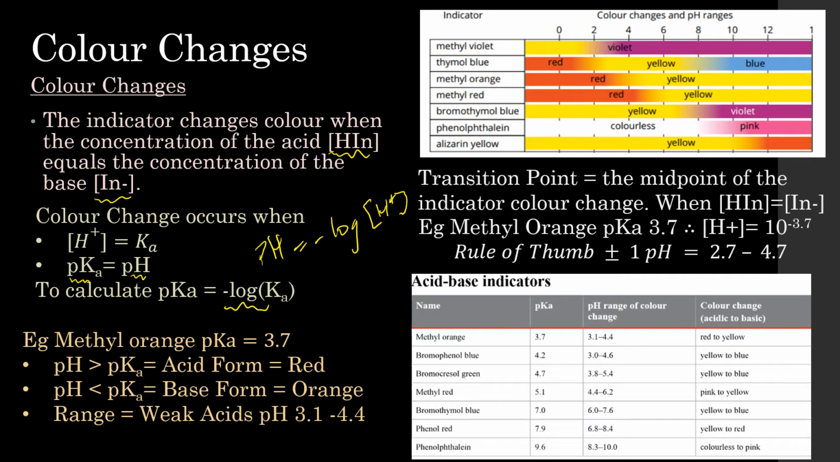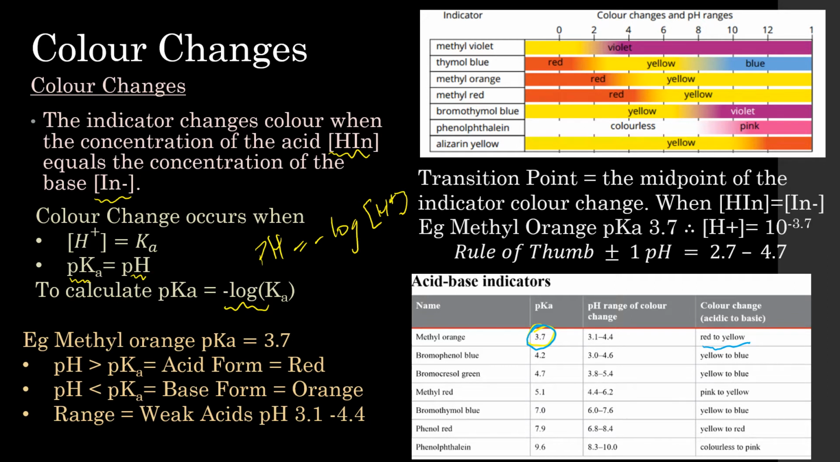Now if we have a look at methyl orange here, we've got a pKa of 3.7. So what you'll see here in your exam situation is this data table, so 3.7. You can see here we've got a pH range of colour from 3.1 to 4.4, and it goes from red to yellow. So let's have a look at your textbook.